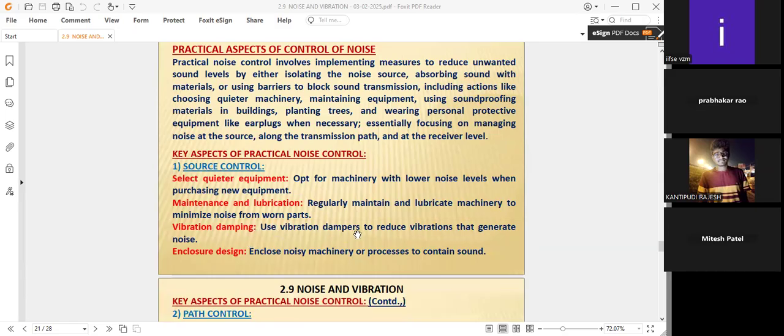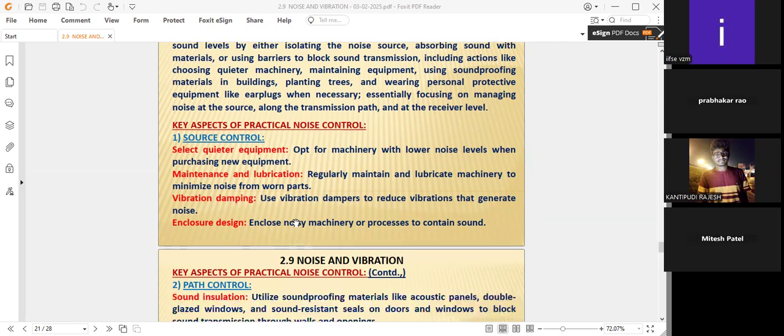Vibration damping: use vibration dampers to reduce the vibration that generates noise. There are shock absorbers of the motor and shock absorbers of the equipment, made with rubber material. Use those vibration dampers. Definitely the vibration that generates noise will be reduced by damping arrangements, meaning you arrange some engineering control on the equipment itself. Therefore, less noise will come out from the equipment.